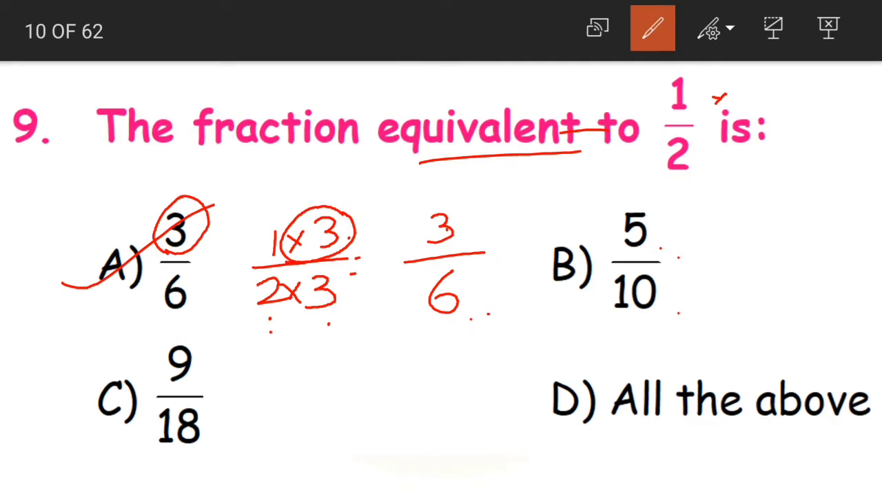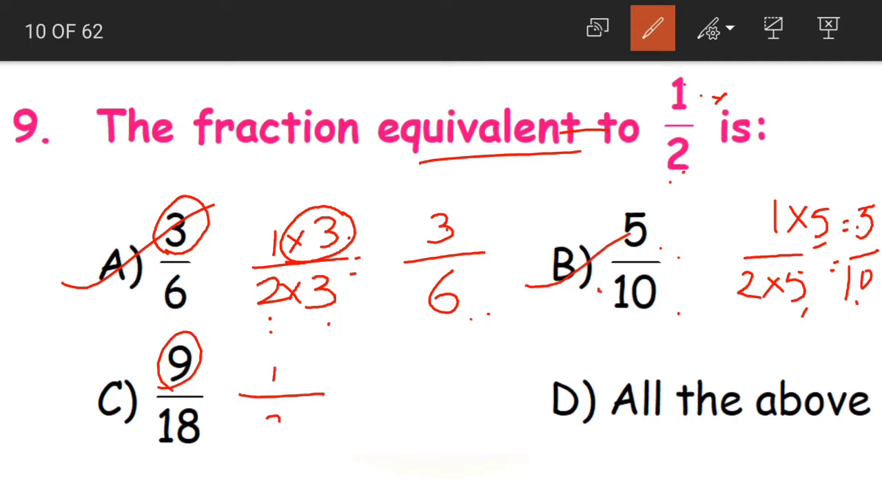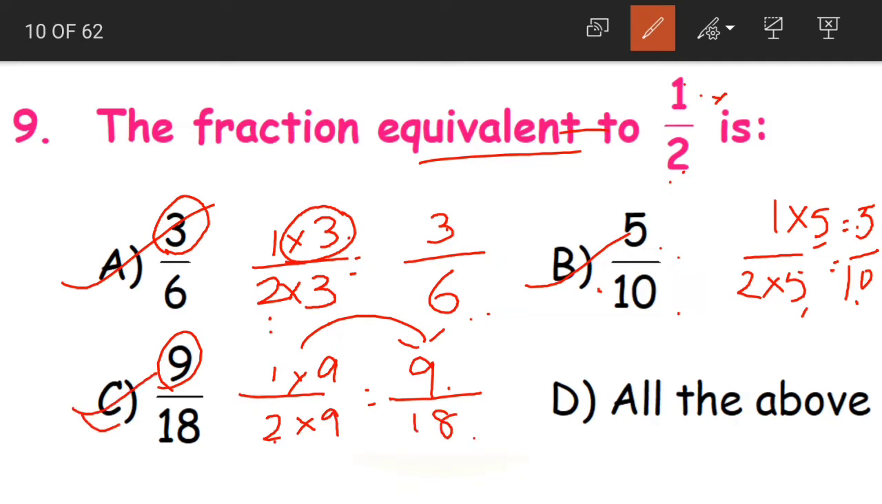And even if you look at option B here, children, we have 1 5s are 5 and 2 5s are 10. Yes, if we multiply both numerator and denominator by 5, we will get 5 by 10. Okay, so option B is also correct. Now here we are having 9, right? So 1 9s are 9 and again 2 9s are 18. So 9 by 18 is also an equivalent fraction.